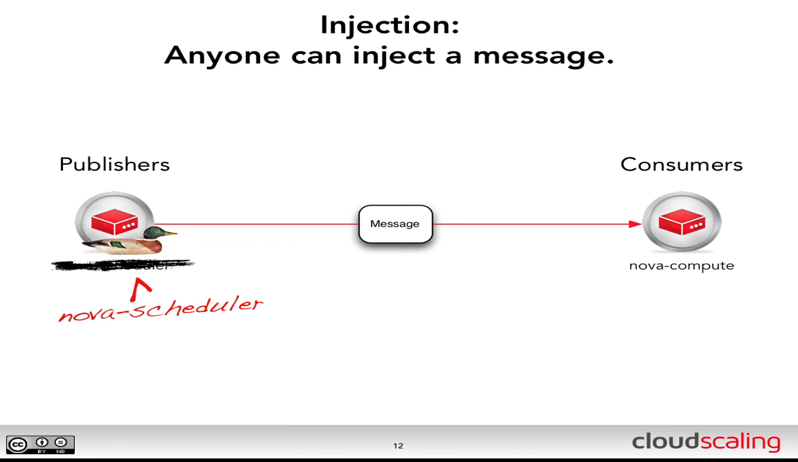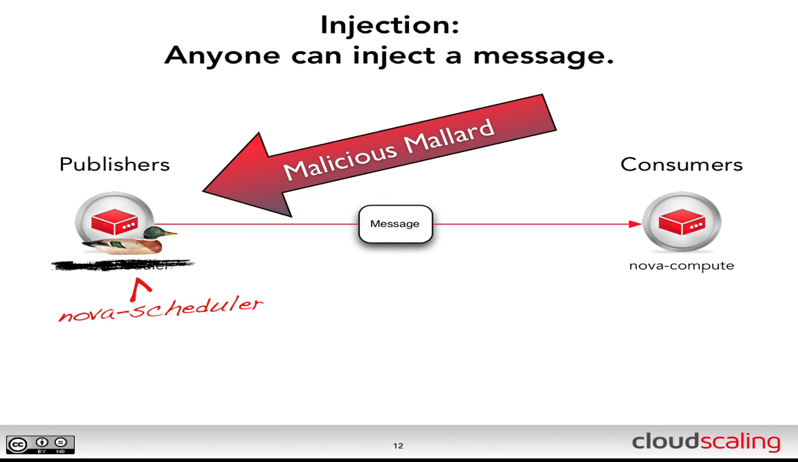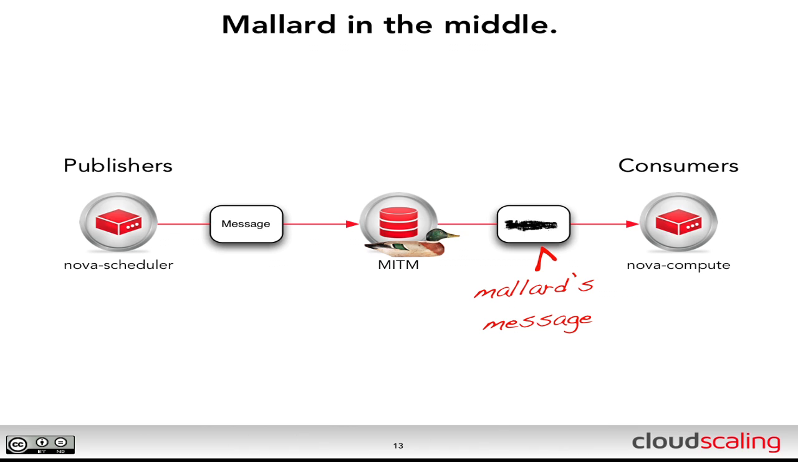And again, anyone right now can inject a message. You have the malicious Mallet who is going to send a message pretending he's Nova Scheduler. And he can do that right now. Just create a message, put it out there, and Nova Compute will pick it up, and it will process it, and it will do something that it shouldn't do based on input from someone it does not trust. And it can't verify it. And likewise, because that can happen, you can also have man-in-the-middle attacks. Your switching infrastructure or your routing infrastructure could be compromised, and someone could actually remove a message and replace it with another one.